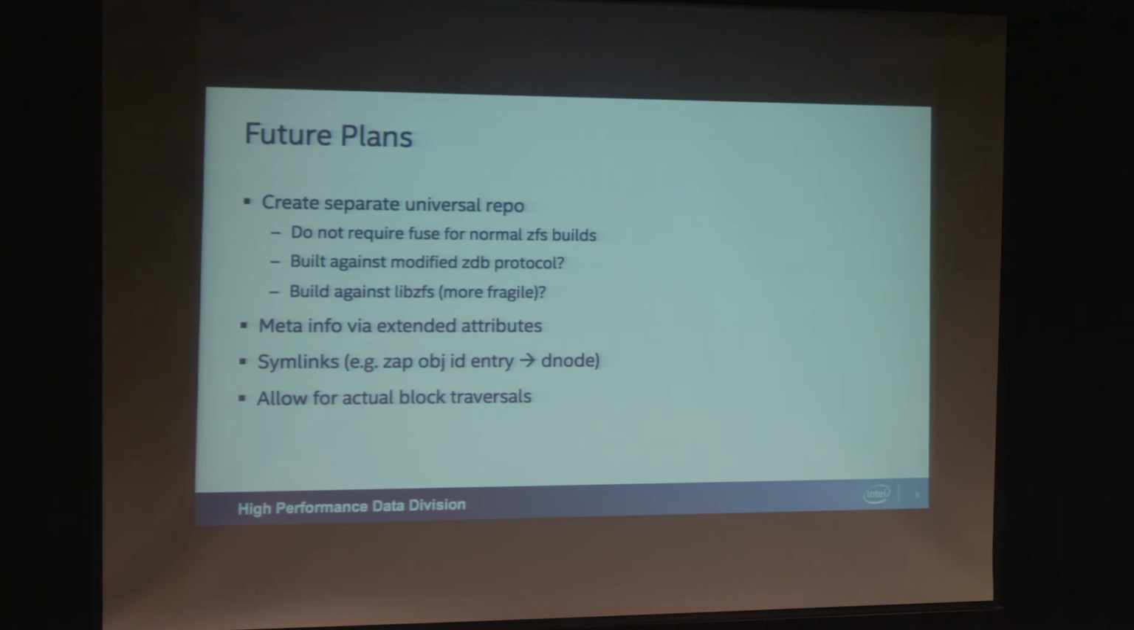And there's some other things I've started prototyping, like some of the ZAP entries are actually object IDs, so that could actually be a symlink back to the place. So as we go forward, we can enhance it. Same thing with extended attributes. You could embed related data, checksums or something in there.